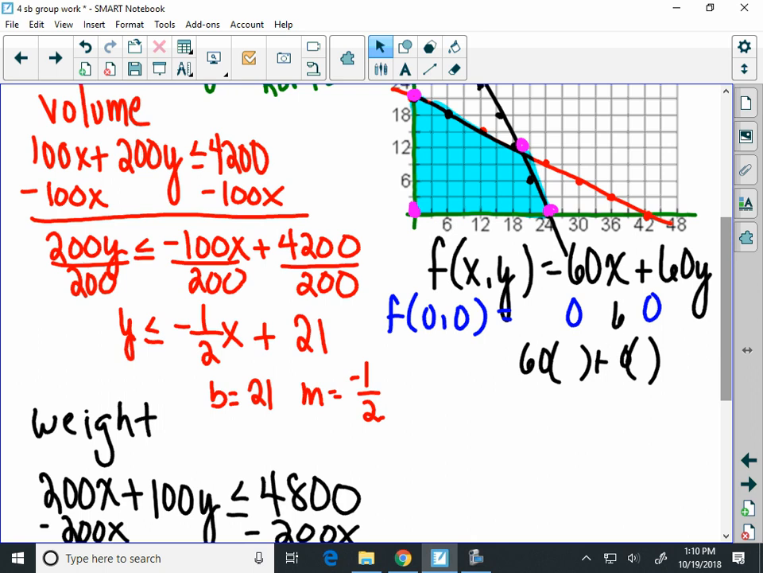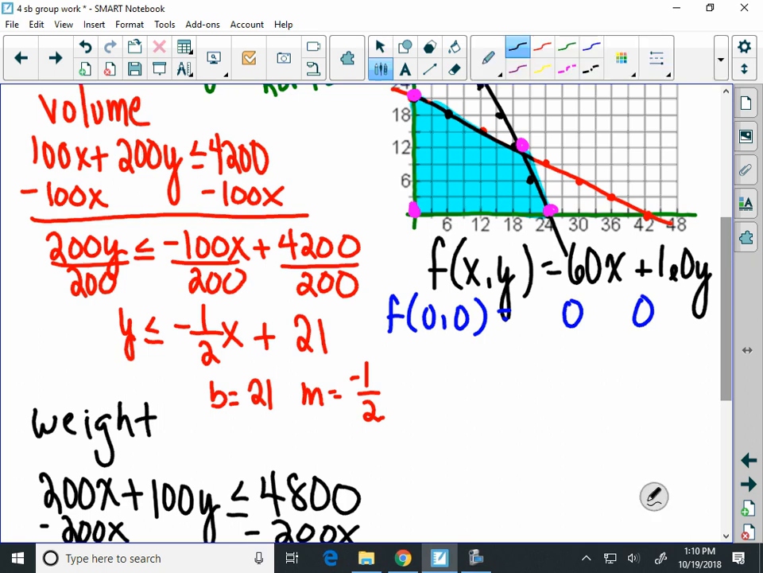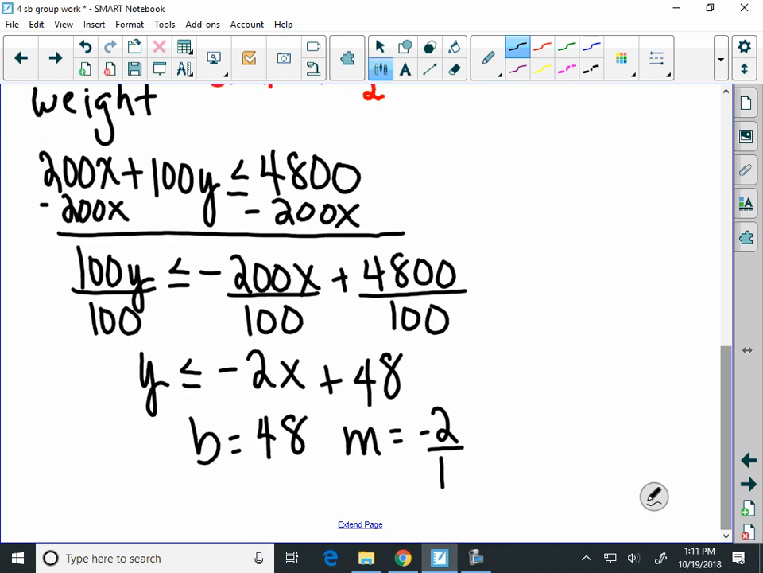Let me try this one more time. Oh dear. Easier just to erase. 0 goes in for the x, 0 goes in for the y, but we have 60 times 0 plus 60 times 0. And ultimately, what we end up with is 0. So we know that's not going to be where we get our profit. And I am going to scoot this down here so that I can fit it in.